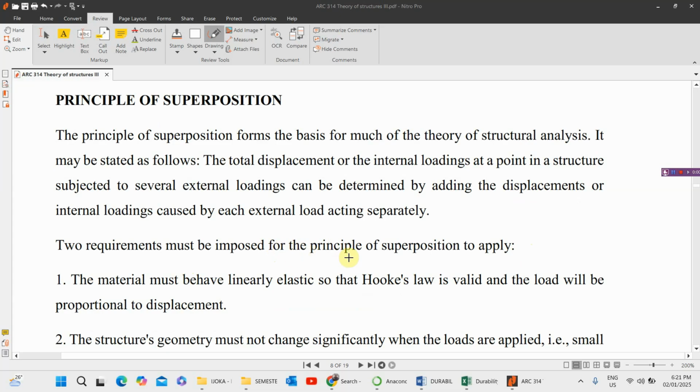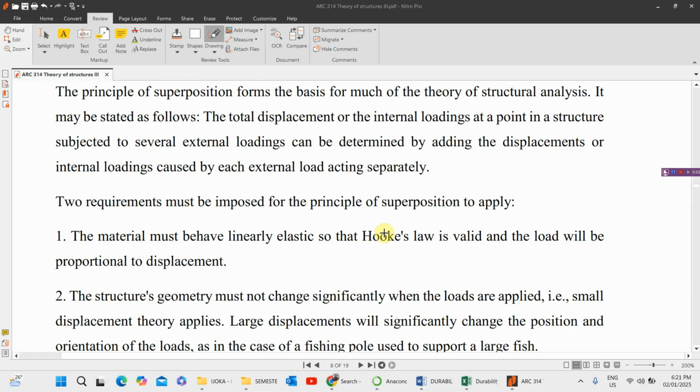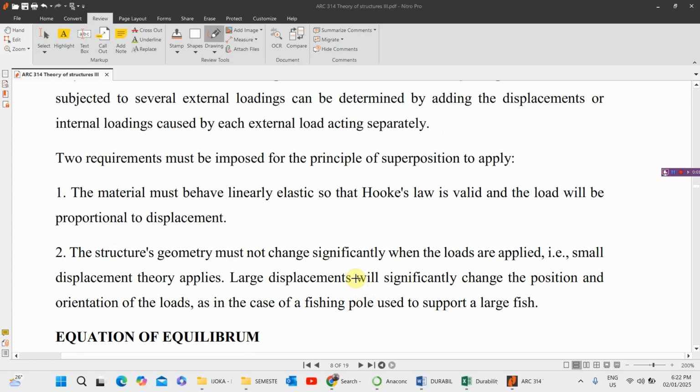The first one is that we must believe that the material has a linearly elastic situation, that is, they obey Hooke's law, and the load is proportional to displacement. And the second requirement is that the structure's geometry doesn't change when the load is being applied. That is, it has the same geometry. Let me put it that way, because if the geometry changes, then this principle will not work.